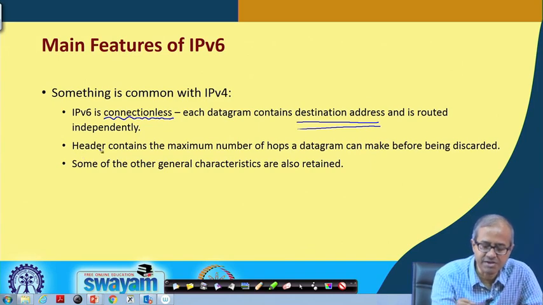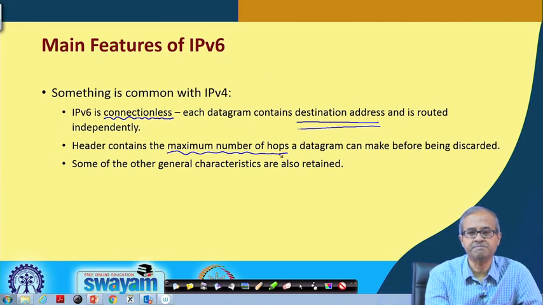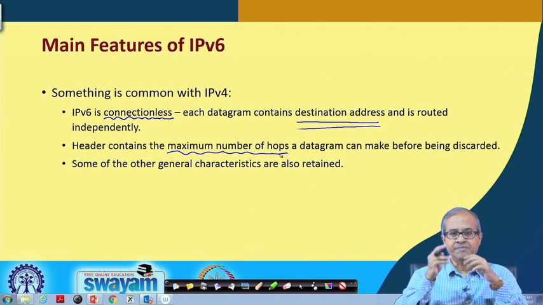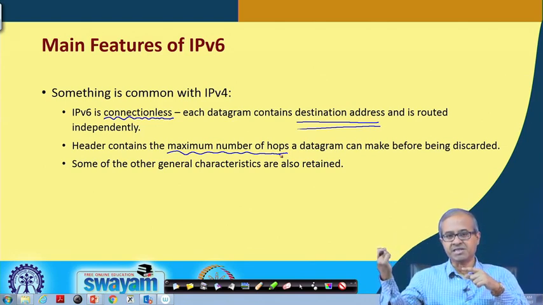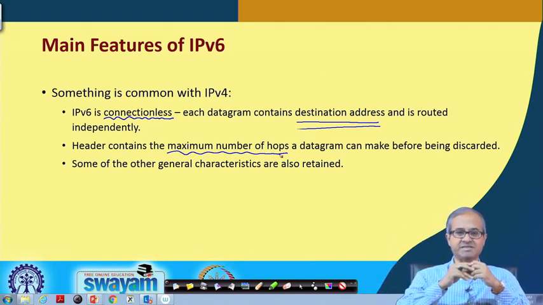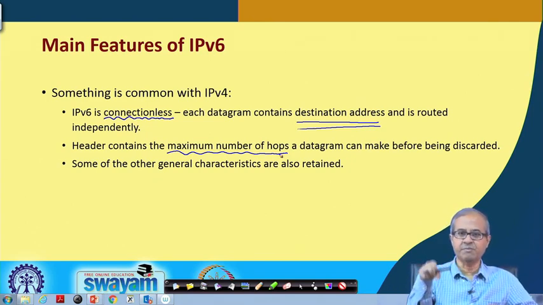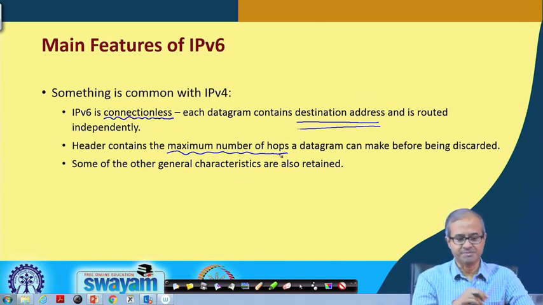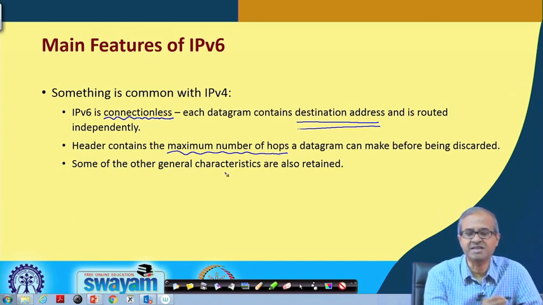Similarly, here also the header will contain a similar field, the maximum number of hops that a datagram is permitted to take, because you have some estimate regarding the maximum number of hops you require to reach a destination. If you find that even within that number of hops you are not able to reach, it means there is some problem in the network, maybe your packet is following a circular path in a loop, it has got stuck somewhere. So, in that case you discard the packet. And some of the other general characteristics like fragmentation and so on, those are also retained.